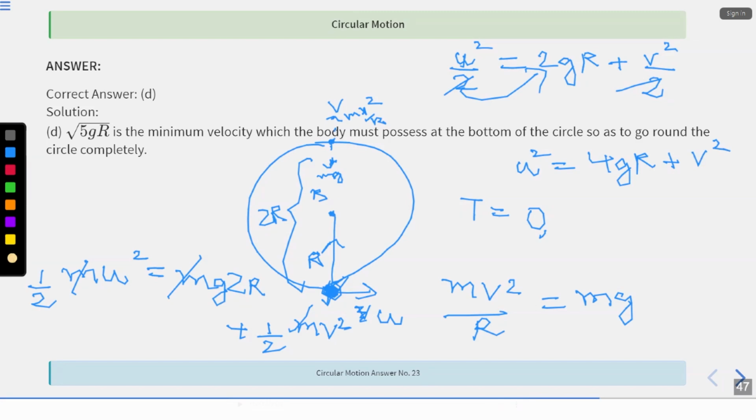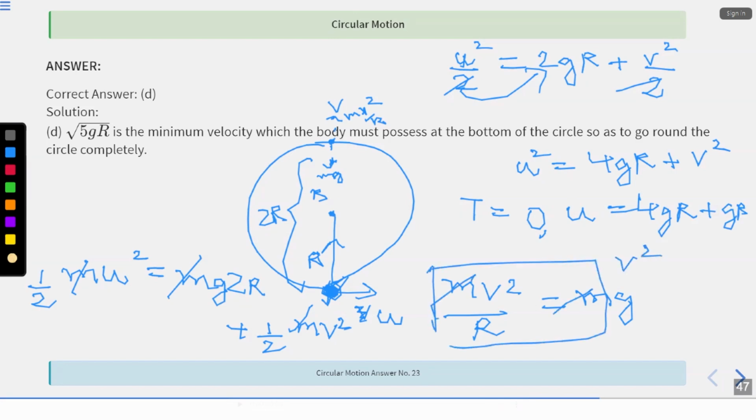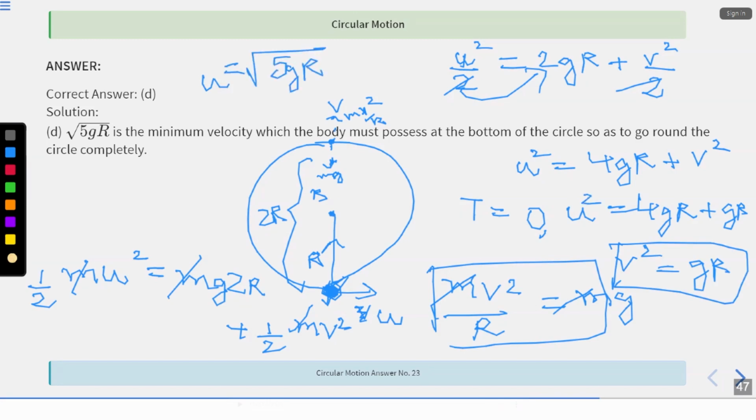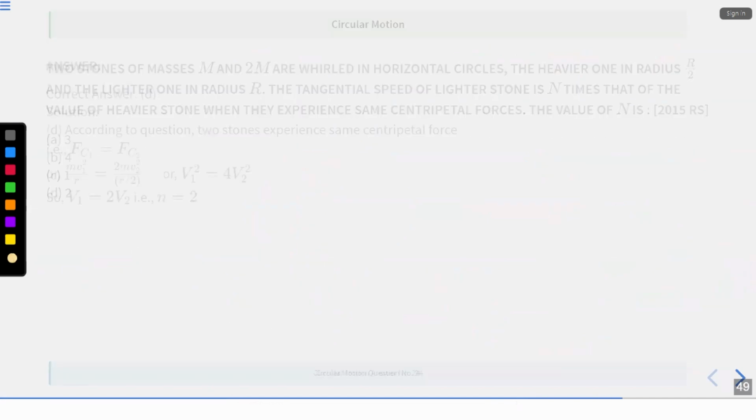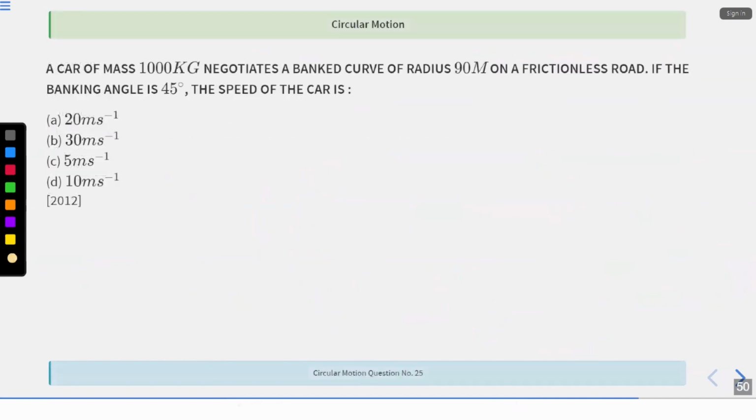And we know that over here we had 4gr plus gr, right? From here, I'm getting that v square is equal to gr. So I'll get u is equal to root of 5gr. So this is the derivation. Instead of deriving it then and there, this is something that you can remember. Okay. Moving on to the next question.